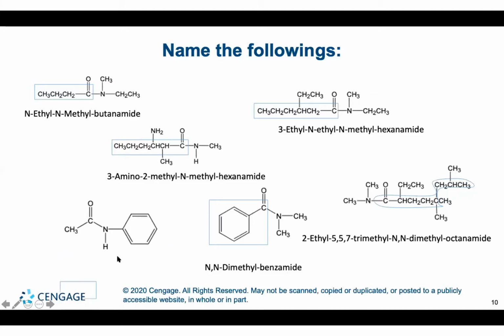In here, that would be our longest chain of carbon. So you can see that the benzene group is part of the branch that is attached to nitrogen. So we should say N-phenyl, because there is a phenyl group attached to nitrogen. N-phenyl ethanamide.